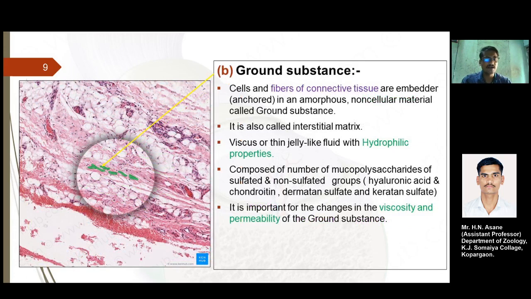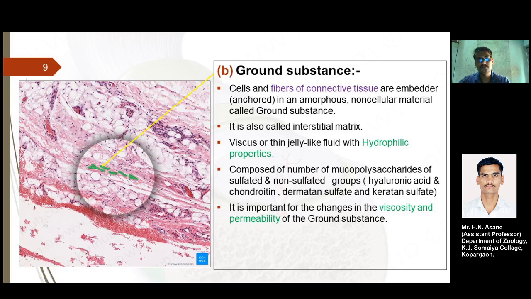The second part is the ground substance. The cells and fibers of a connective tissue are embedded or anchored. Anchored means it is packed, it's anchored, which cannot be moved. It's anchored in an amorphous non-cellular material called ground substance. Amorphous is a property of that particular ground substance. Amorphous means a powdery-like structure.